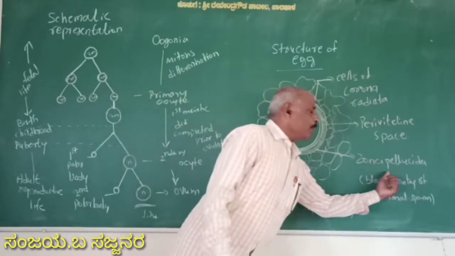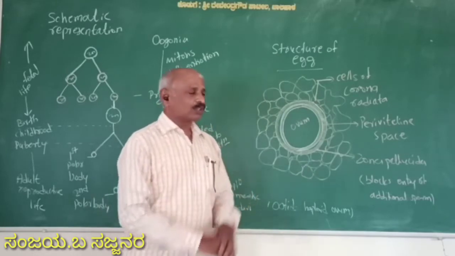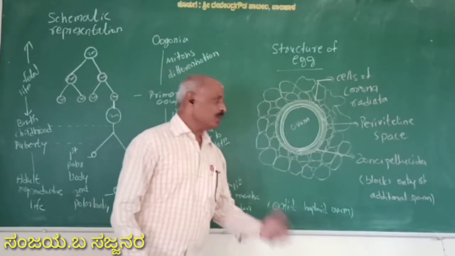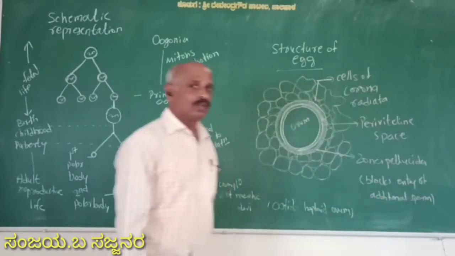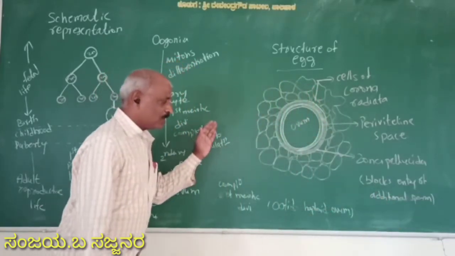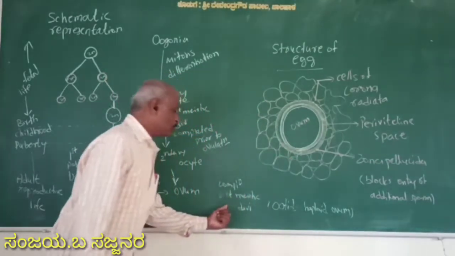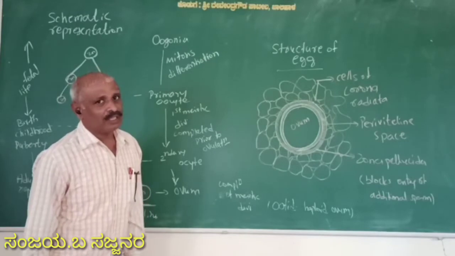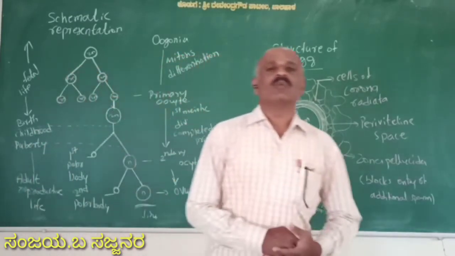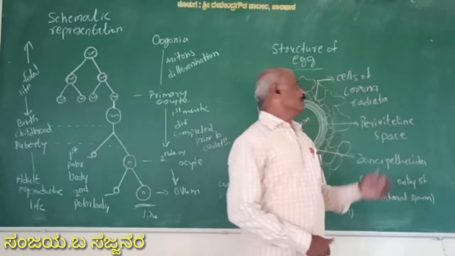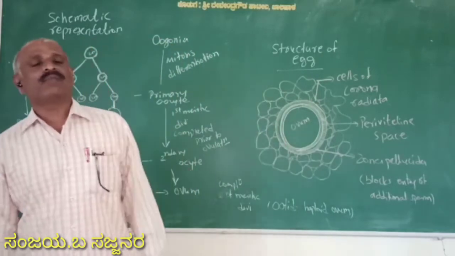This zona pellucida, after the entry of the sperm, changes and blocks the entry of additional sperms. When the sperm touches, that induces the completion of the second meiotic cell division. Okay, this is about oogenesis and the structure of the ovum. I hope it is clear for you.